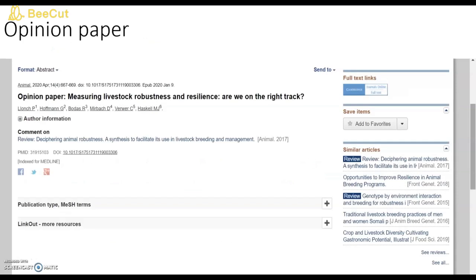I hope you got some new information about the scientific journals and their types, the types of paper, what they actually publish.